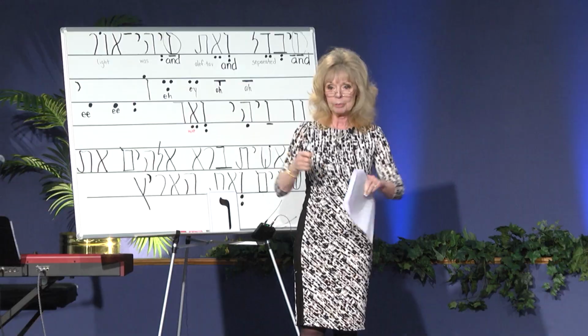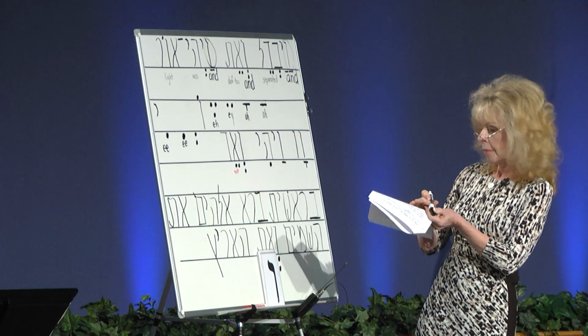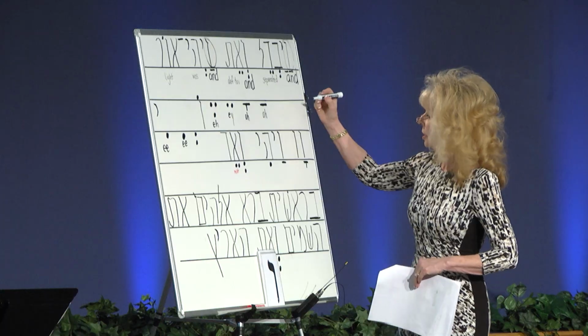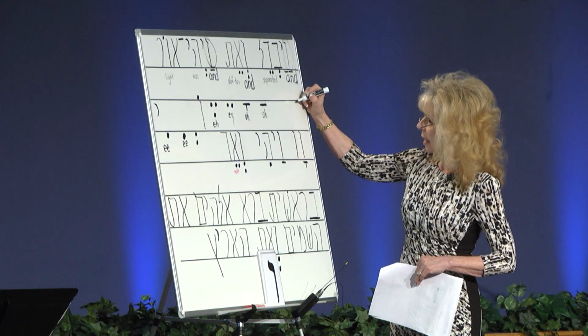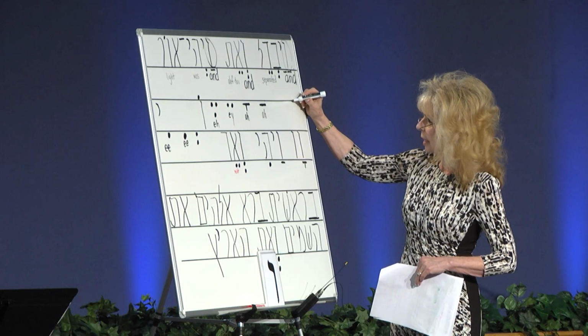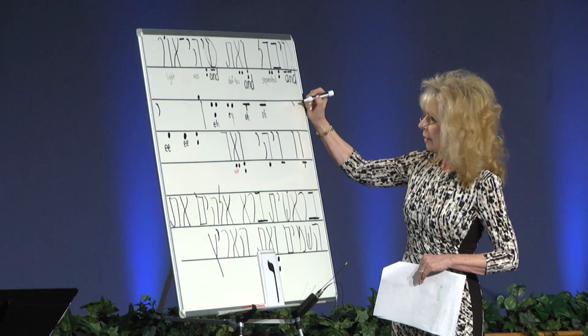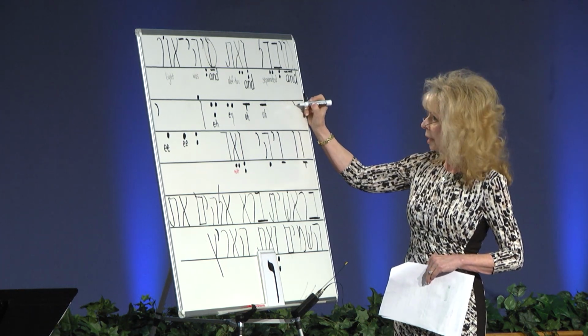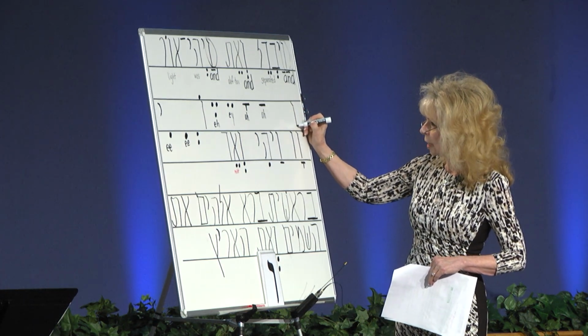Are we ready? Everybody got a pencil or a pen or something? Vav is easy to write. You're going to start with a little slanted line that's going to slant down from the line, left to right. And it's just going to be short. You're not going to pick up your pencil. You're just going to come then straight down.